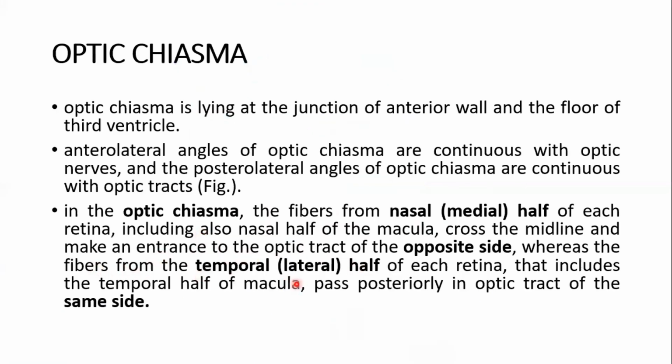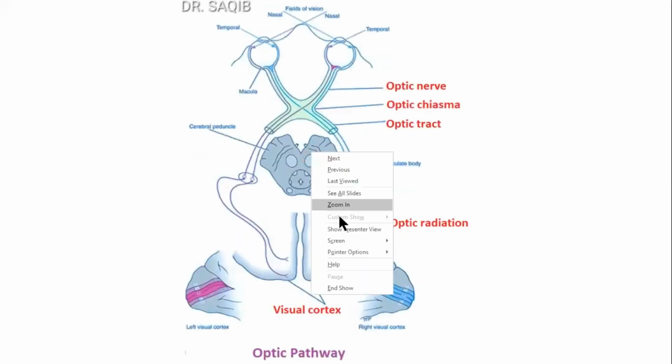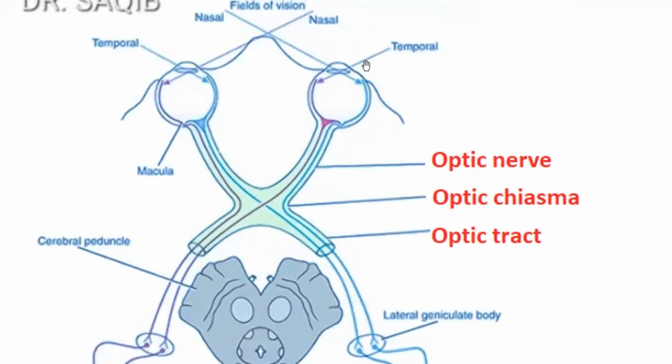Whereas the fibers from the temporal half of each retina, that includes the temporal half of the macula, pass posteriorly in the optic tract of the same side. Let's see that as well. Let me zoom in again. This is the temporal half. Here you could see this going to the same side, and they come over in the optic tract of that very side.